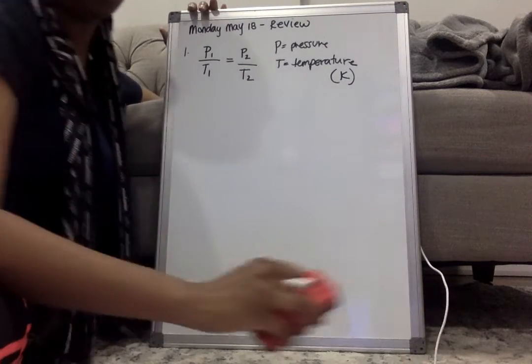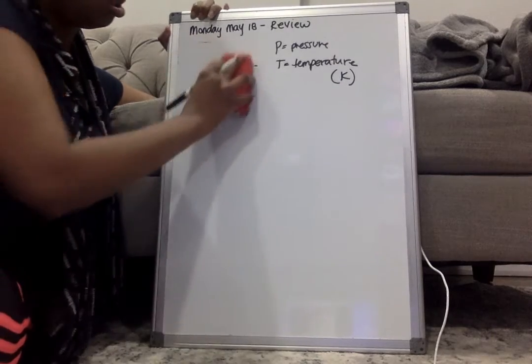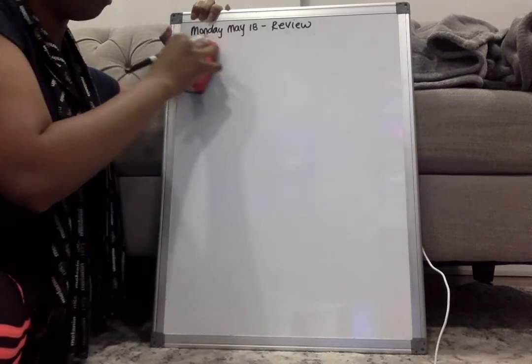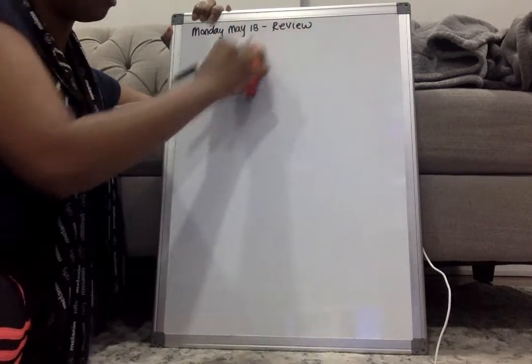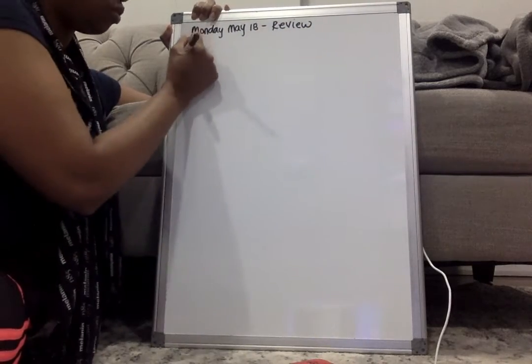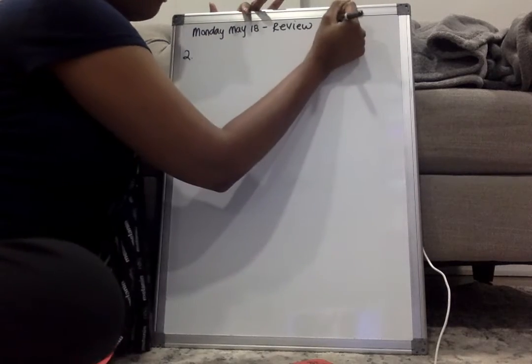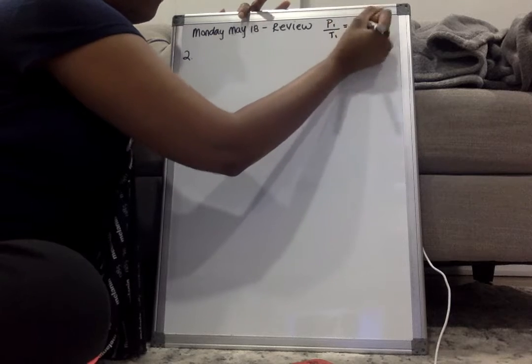I'm going to erase this so I have space for number 2. So, write it down in your notebook, piece of paper, loose leaf, number 2. I'm going to write the law at the top right here, so I always have it here for reference.